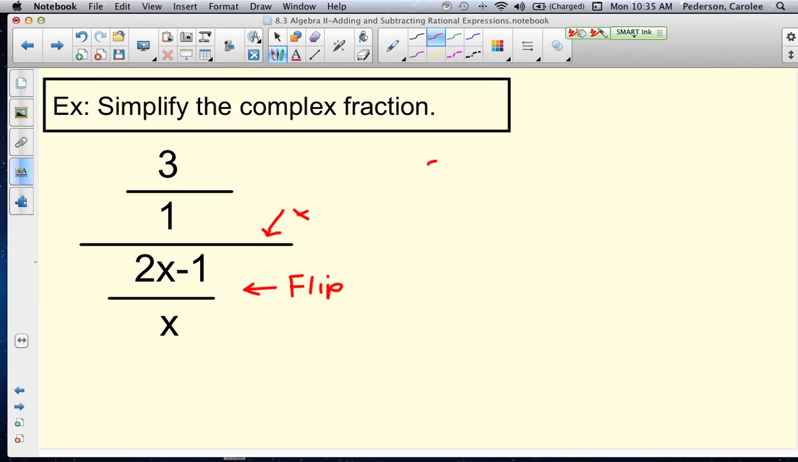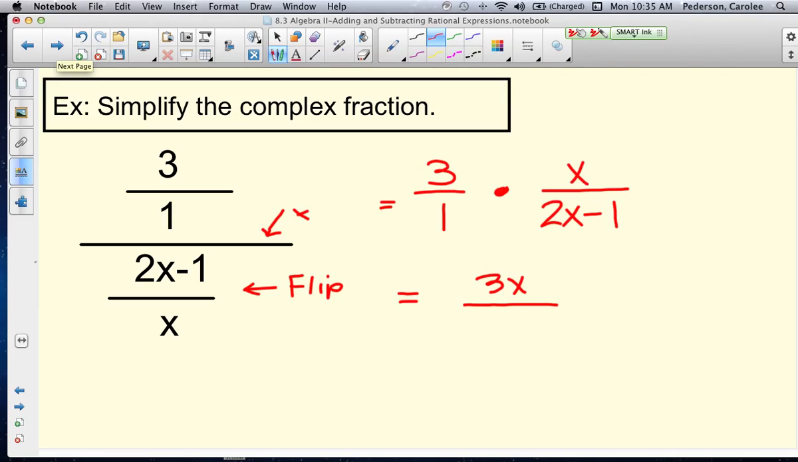So 3/1 stays as 3/1, and then we're going to change it to multiplication, and then we're going to flip it as x over 2x minus 1. And we look to see if anything can cancel. Nothing can cancel, so we're going to multiply across. So 3 times x is 3x. And then 1 times 2x minus 1 is just 2x minus 1.